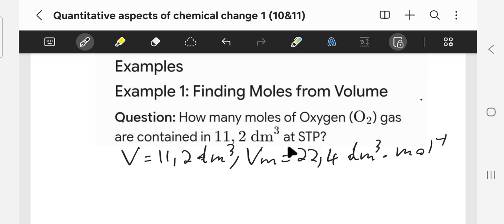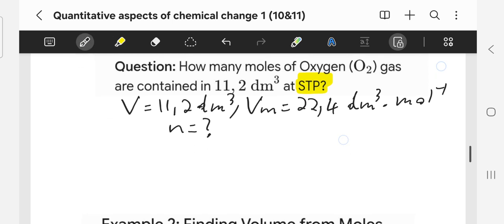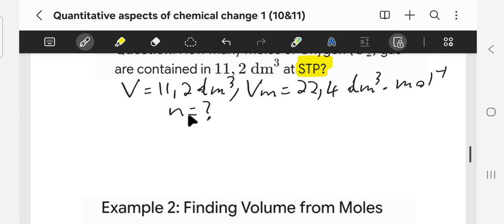And the reason why we know we have to use this is because of what? This situation here, at STP. Once you see those words at STP, then you must know that the formula you are going to make use of is N is equal to V over Vm. And what are we looking for in this question? We are looking for N. So the information that we have are the two volumes. Now that we know what information we have and what we are looking for, we'll write down our formula: N is equal to V over Vm.